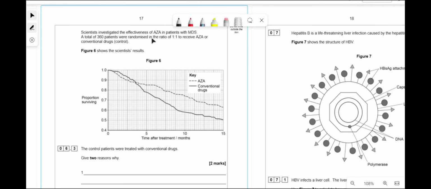Scientists investigated the effectiveness of AZA in patients with MDS. A total of 360 patients were randomized in a ratio of 1:1 to receive AZA or conventional drugs as control, and here's the results. So what's going on here? It shows time after treatment and the proportion surviving. Obviously as time goes on, unfortunately, the survival drops. Whereas with AZA, you can see that more survive overall as they're dropping less. For example, if we take 10 years, the survival is about 0.558, whereas here this is 0.7 something. So more of them are surviving taking AZA.